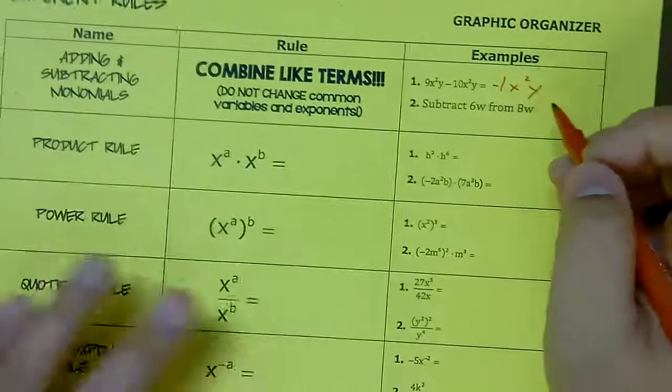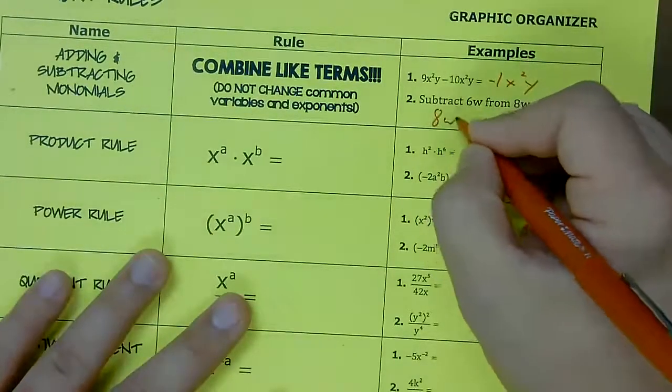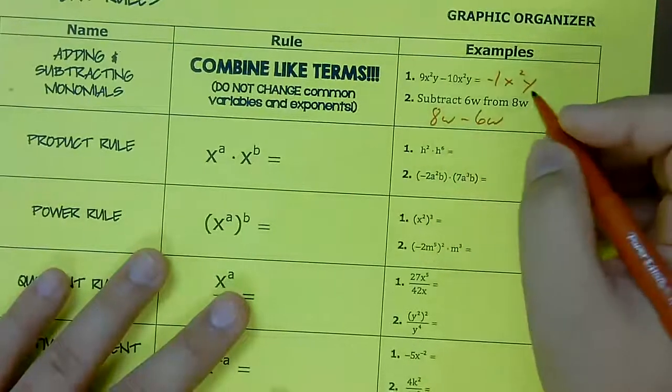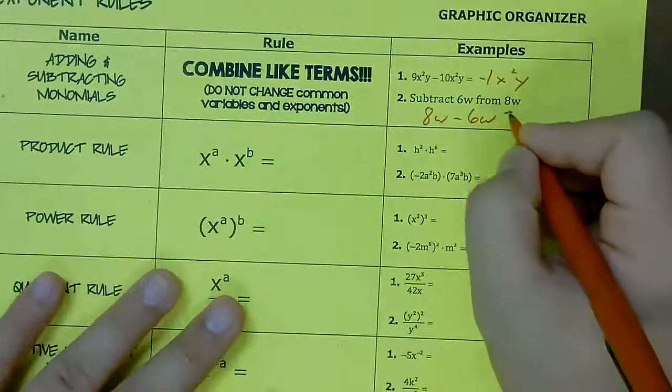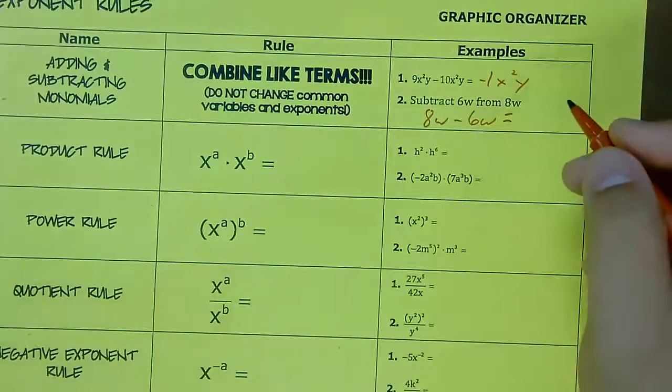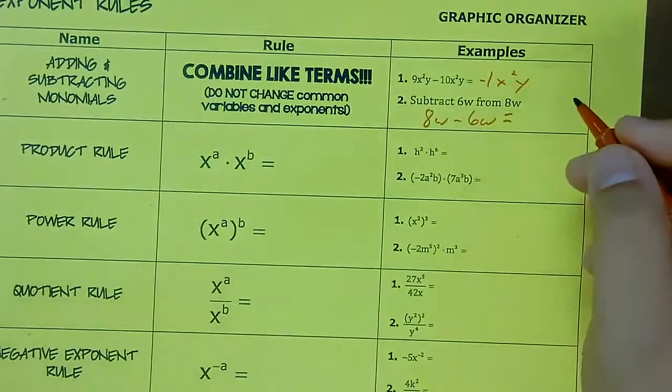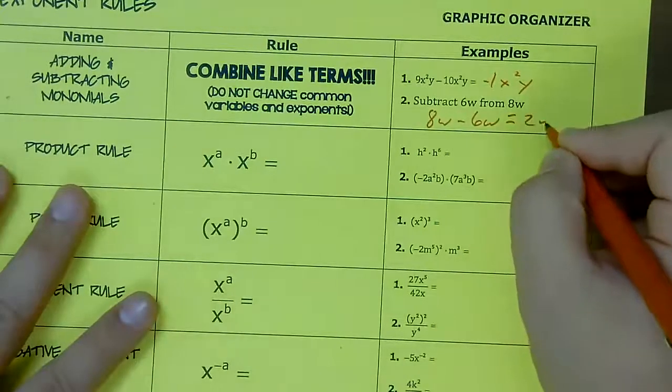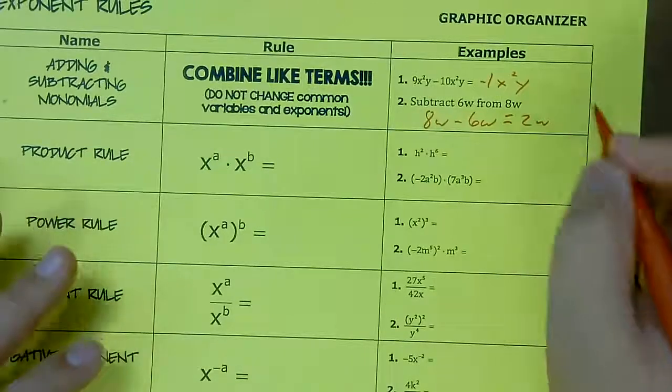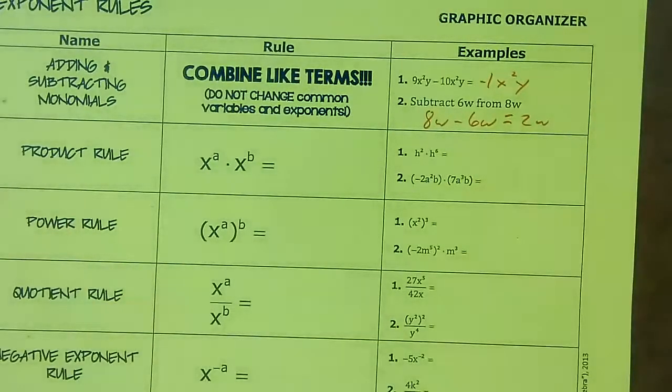Subtract 6w from 8w. So that's going to look like 8w minus 6w. These have the same variables, same exponents. What is 8w minus 6w? 2w. 2w. Okay.